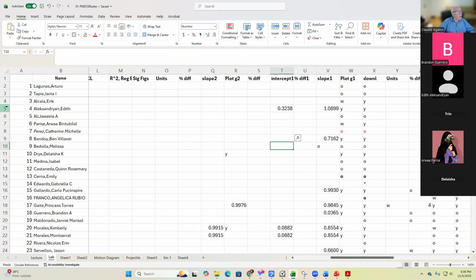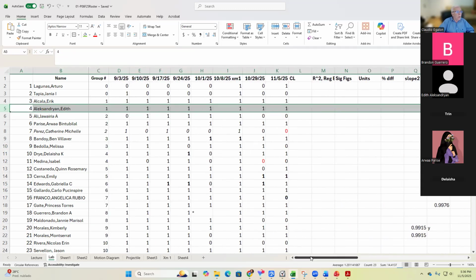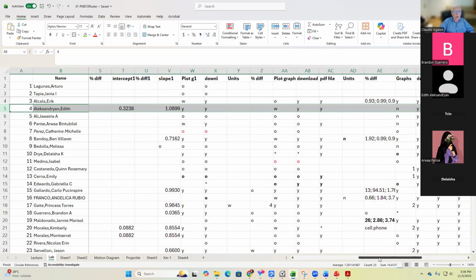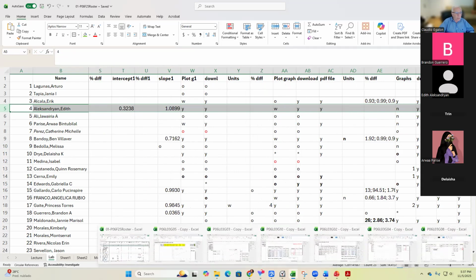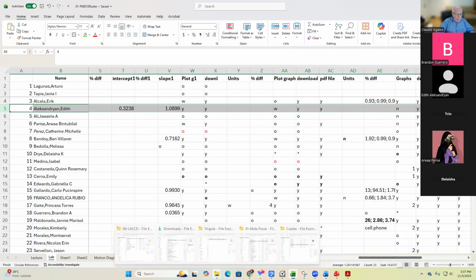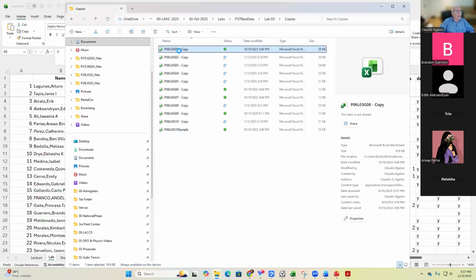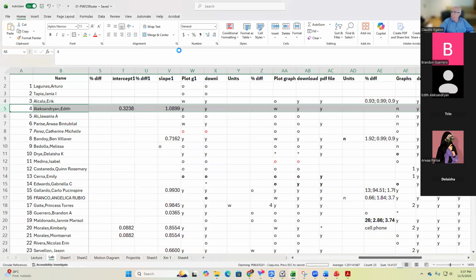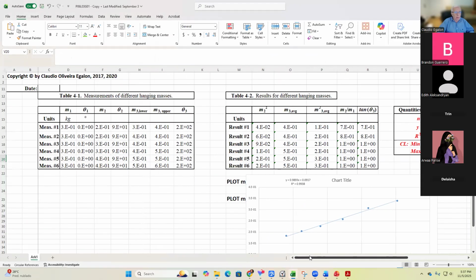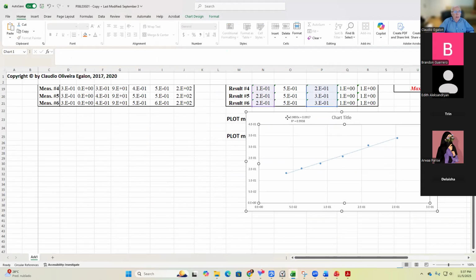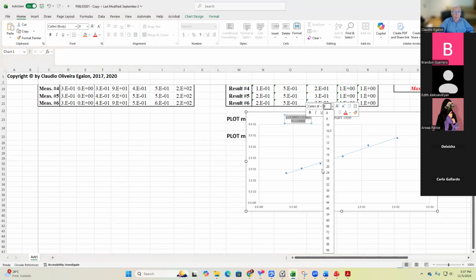Okay, so your group number is 1. Let's see. Don't forget, I'm asking for the intercept in the equation. Group number 1. Let me get the spreadsheet of group number 1. Okay, here you go. That's the graph, right? Here you go. That's the regression equation that I'm getting.